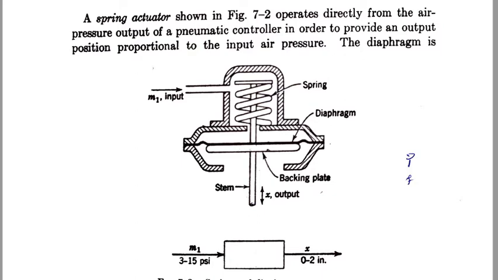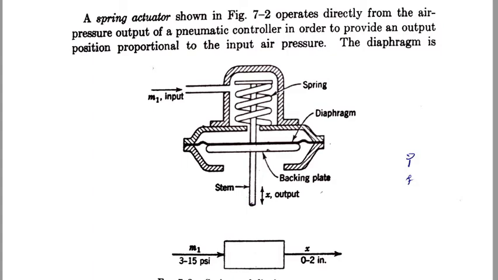But always the pressure and current ranges should be 3 to 15 psi and 4 to 20 milliamps. Okay, this is the range of pressure and current respectively. So this is about the spring actuator, the first one, which is very simple.